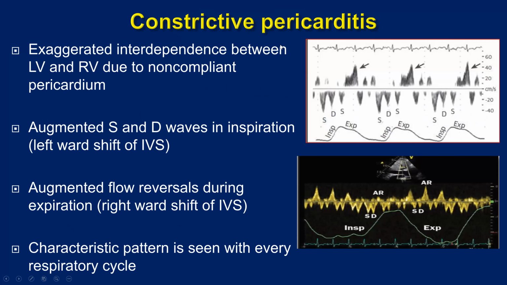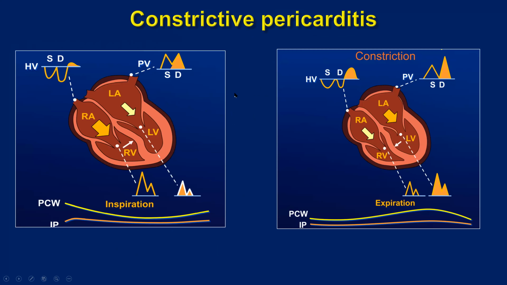Now we come to constrictive pericarditis, and I will go to this slide first. We explained this one already when we talked about pericardial diseases and constrictive pericarditis. During inspiration, the venous return will increase. The heart cannot go laterally because of constriction. The septum will go towards the left side.